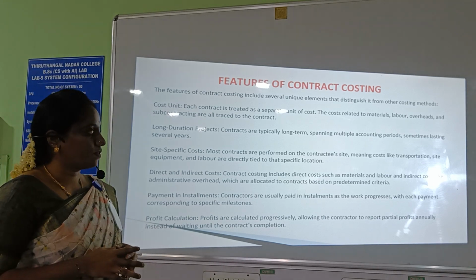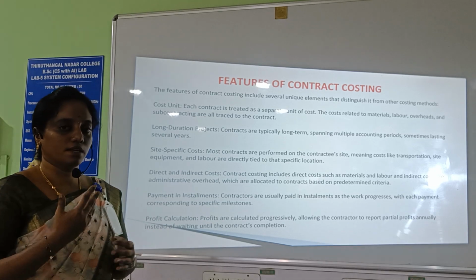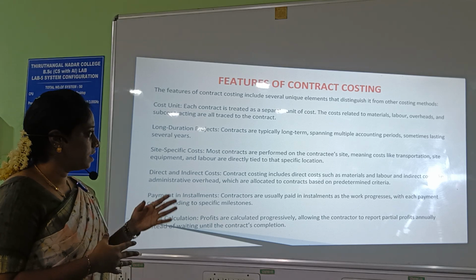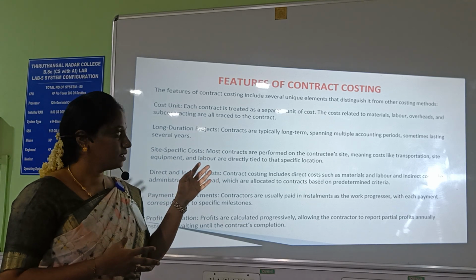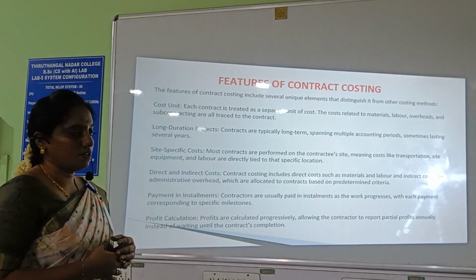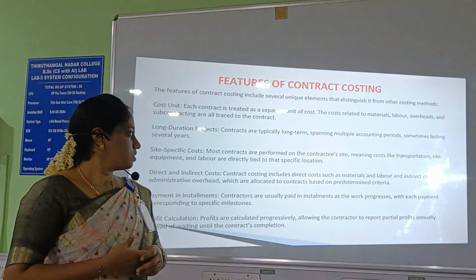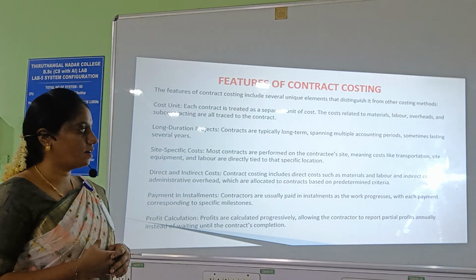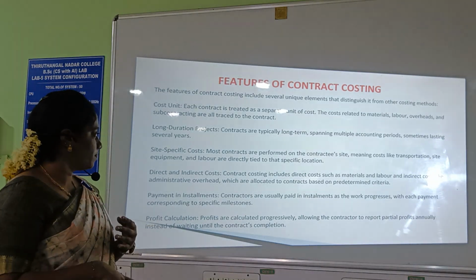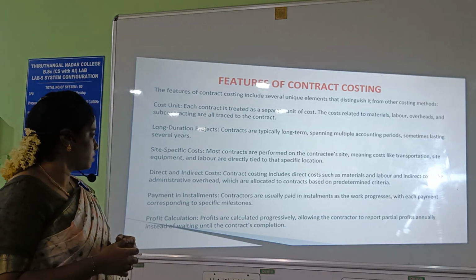Second one, long duration project. As we already discussed, construction of dams, buildings, etc. incurs a long time, and contracts are typically long term, spanning multiple accounting periods, sometimes lasting several years. Third one is site specific cost. Most contracts are performed on the contractee's site, meaning costs like transportation, site equipment and labor are directly related to the specific condition and location.